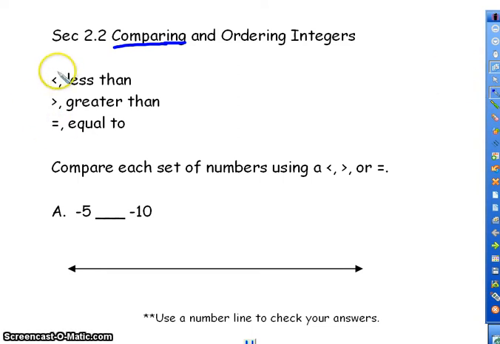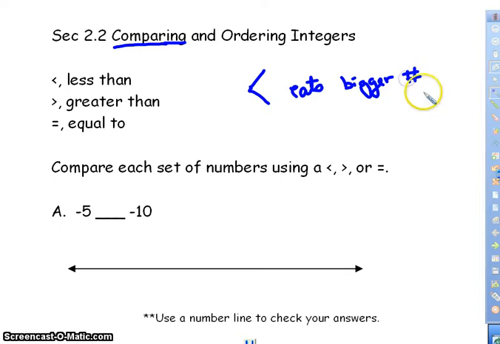Most of you remember that the alligator is going to eat the bigger number. So if you position the less than or greater than sign so it's eating the bigger number, then all you have to remember to do is correlate that symbol to either less than or greater than.